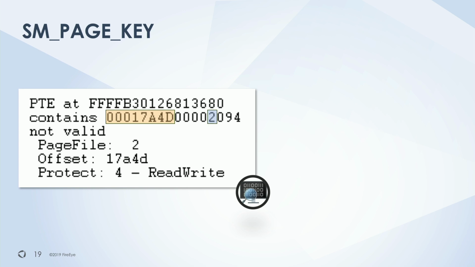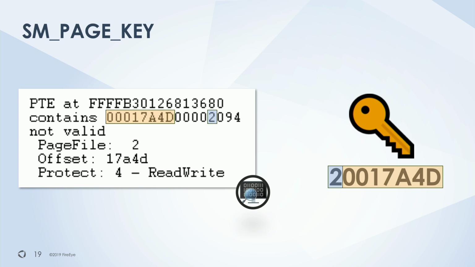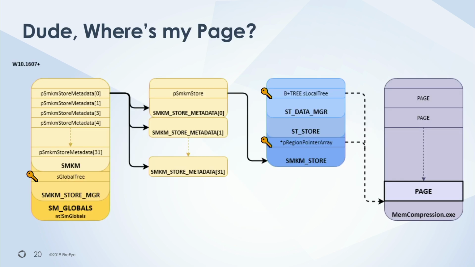Now, let's take a look at this example from our previous address we resolved. So we know pagefile low is 2, and pagefile high is 17A4D. If we follow that algorithm, we generate our key, 2001 7A4D. Really, we've effectively just smushed them together to get this key. Now, what do I actually do with this key?